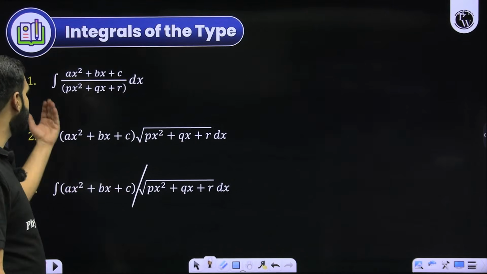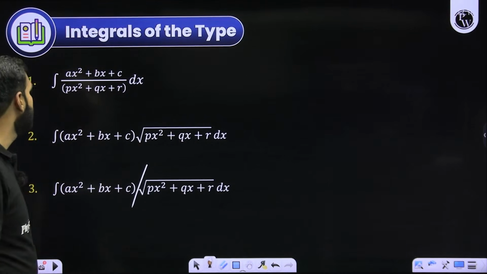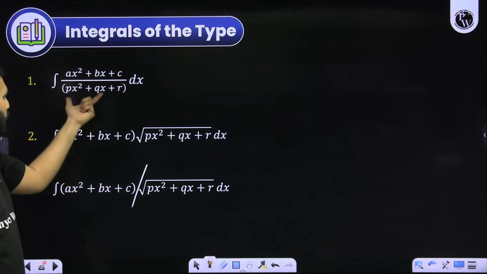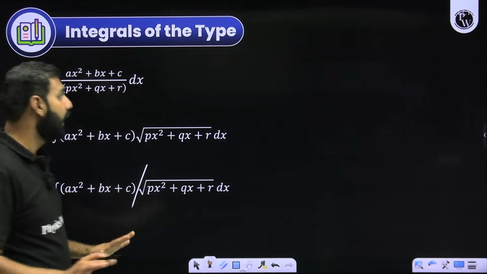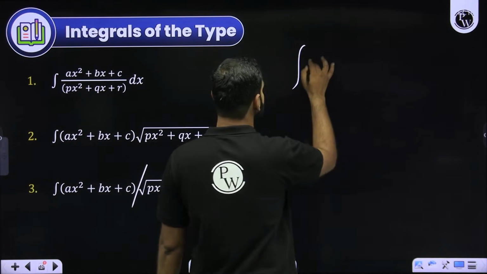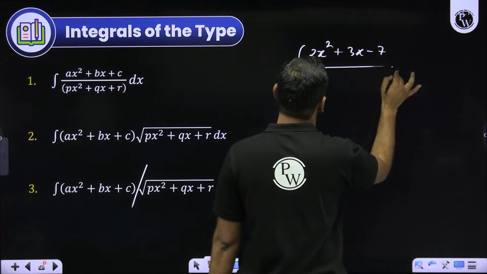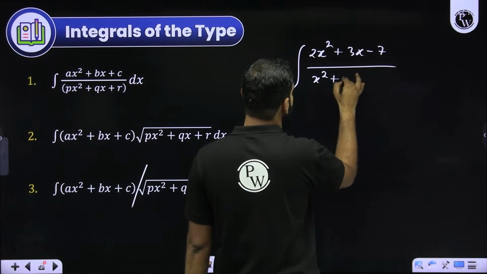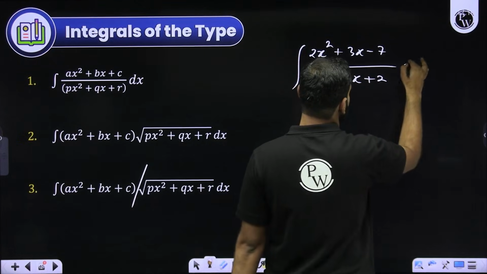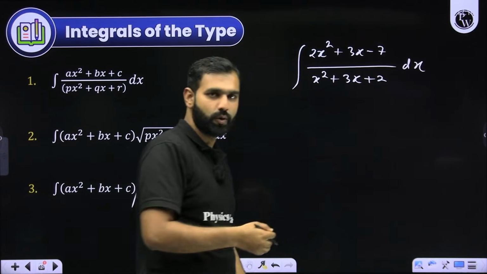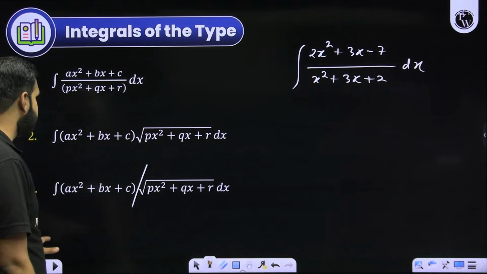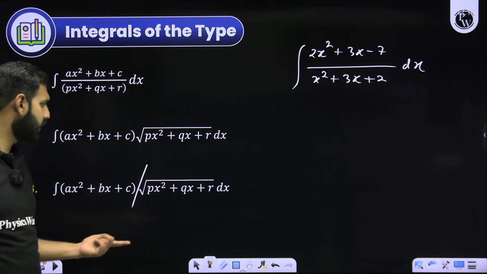Let's say we are dealing with this particular expression, the first one only. So this is ax square plus bx plus c upon px square plus qx plus r. How do we deal with this? Let's say integration of 2x square plus 3x minus 7 divided by x square plus 3x plus 2 is needed to be done. So this is a case of quadratic upon quadratic. So numerator has a quadratic, denominator also has a quadratic.